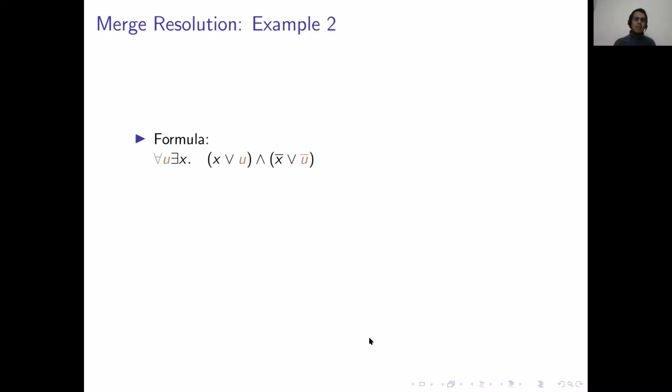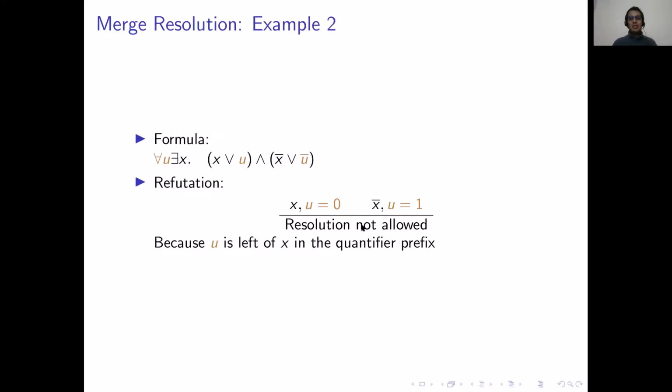Now if the universal variable comes first, then we'll have u equal to 0 here, u equal to 1 here. In this case, resolution will not be allowed, because the universal variable is to the left of x, and so there is a conflict. We cannot set u to x.